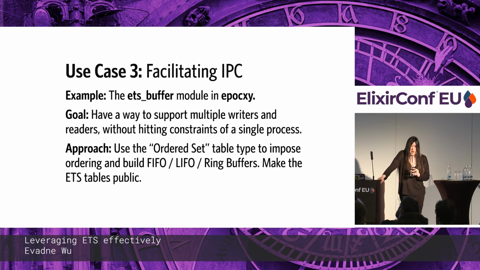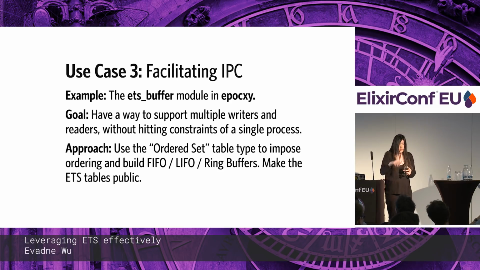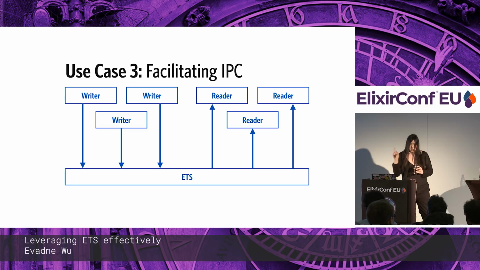So again, in the same library, you have something called ETS buffer. ETS buffer basically allows you to have one of three kinds of message queues: LIFO, FIFO, and also a ring buffer. So it uses the ordered_set type in ETS to allow consistent ordering of messages. You can put messages into a buffer this way. So it looks like this, basically.